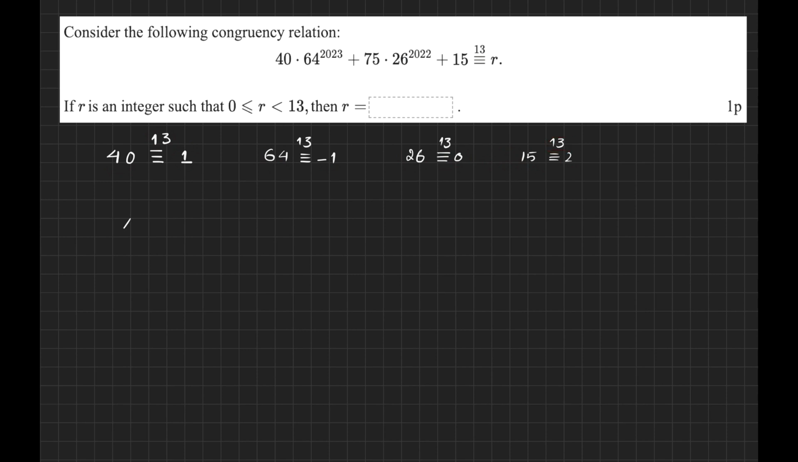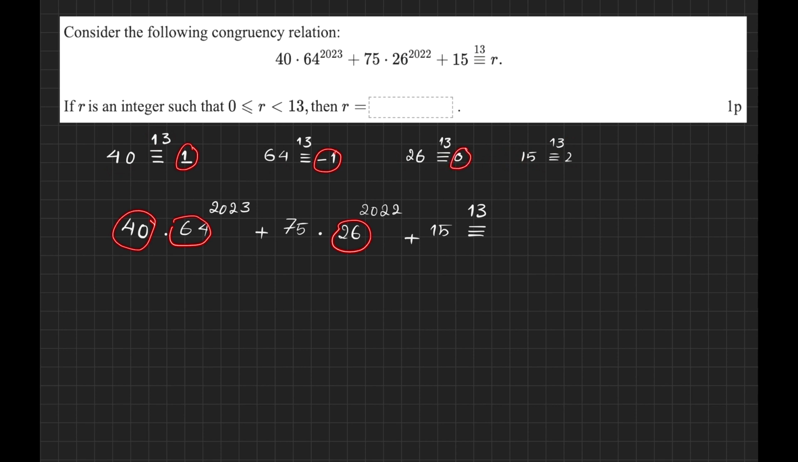So finally, I just copy and paste the left hand side, and then I start replacing what I found here. Instead of 40, I put 1. Instead of 64, I put minus 1. Instead of 26, I put 0. Instead of 15, I put 2.